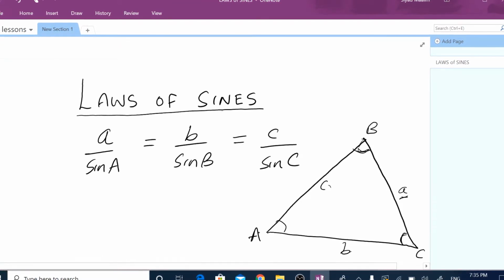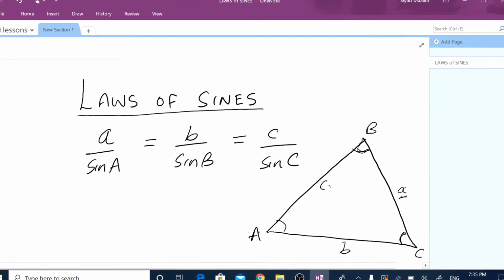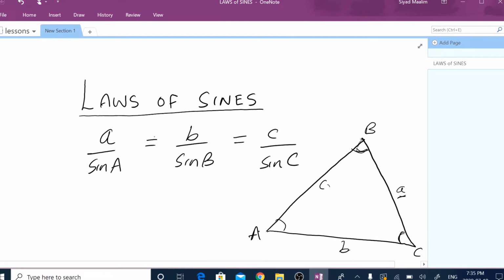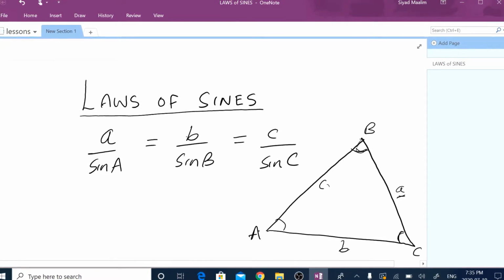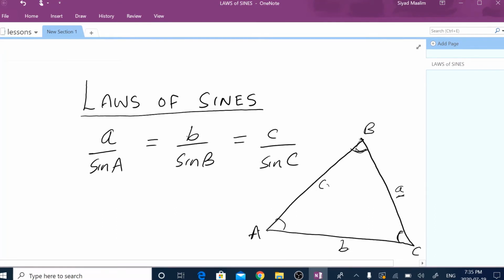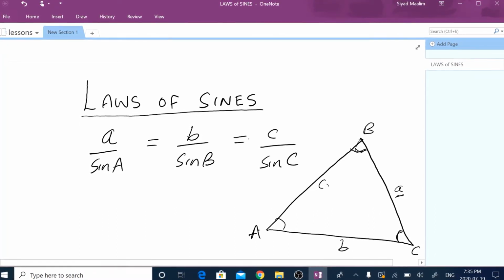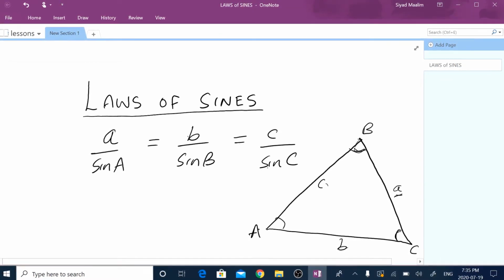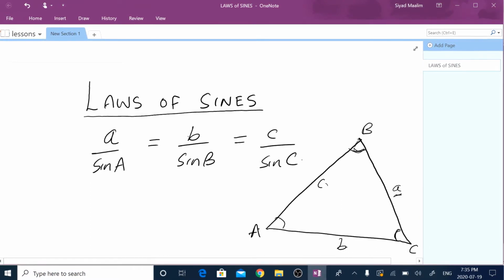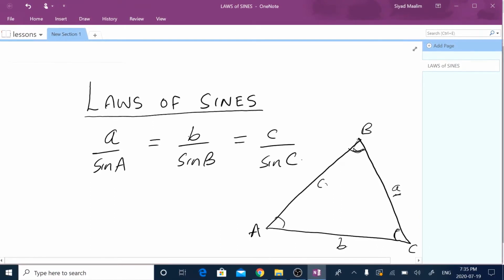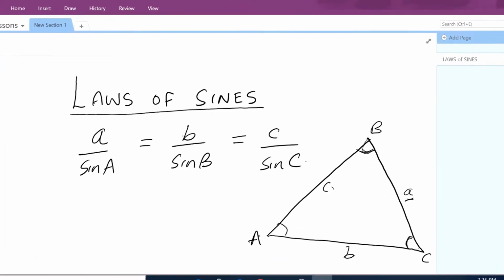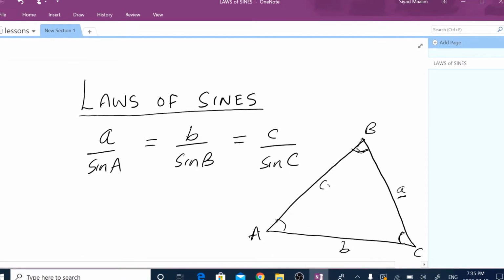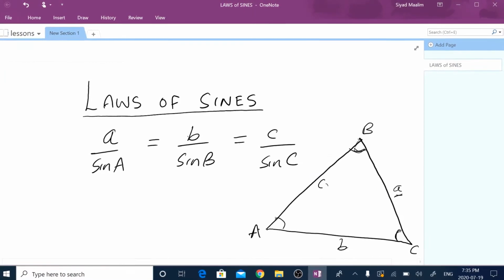The law of sines, or the sine rule, states that side A divided by sine of angle A is equal to side B divided by sine of angle B, which is also equal to side C divided by sine of angle C. So in order to use this formula, as I said previously, you have to make sure that the triangle is not a right angle triangle. Okay, let's start with an example.